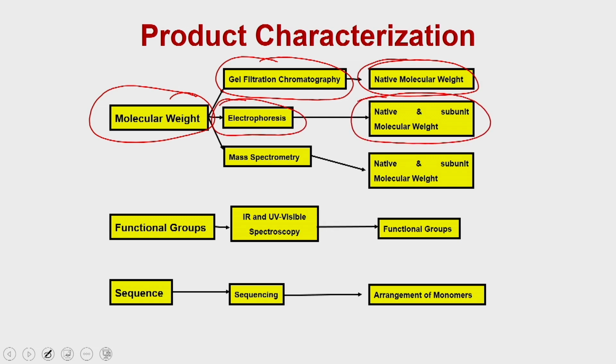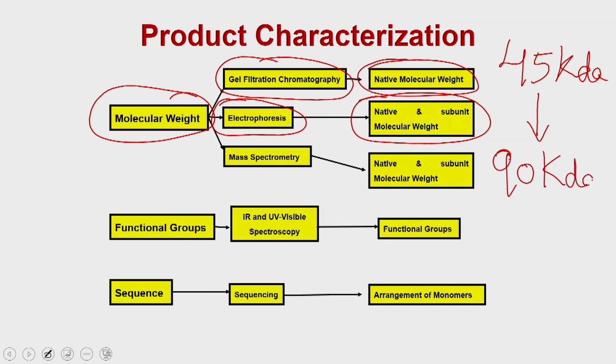If you do not understand what is meant by native or subunit molecular weight, for example, you have a protein which is 40 kilodalton or 45 kilodalton, but if this protein is formed by two chains of the same protein, which means it is a dimer, then under the native condition the same protein is going to give you a molecular weight of 90 kilodalton.